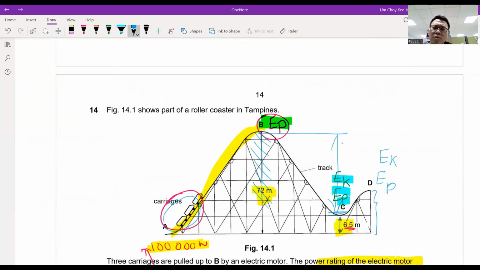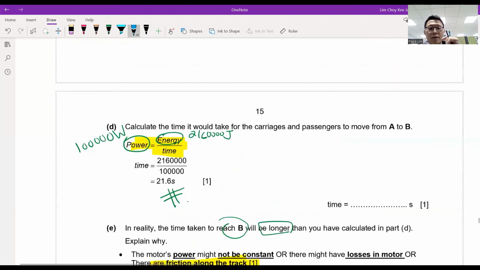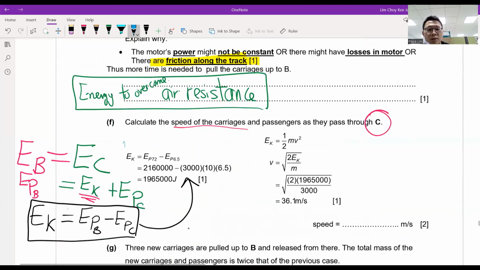Gravitational potential energy. If I'm not wrong, it's 65.5 meters worth of potential energy. Sorry. So this amount of energy is converted to the kinetic energy of the carriage at point C, which is why I'm able to work out the kinetic energy at point C. Once I have the kinetic energy, I will just revert to the basic formula for kinetic energy, half mv squared, and rearrange the formula. I should be able to find the velocity of the carriage at point C.